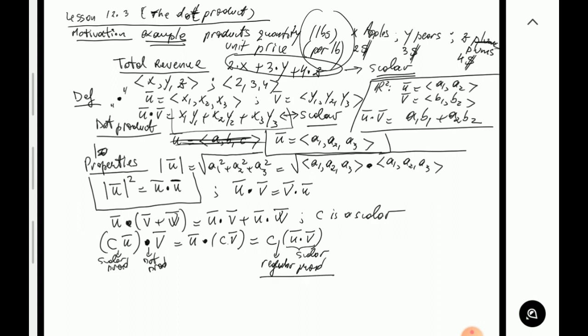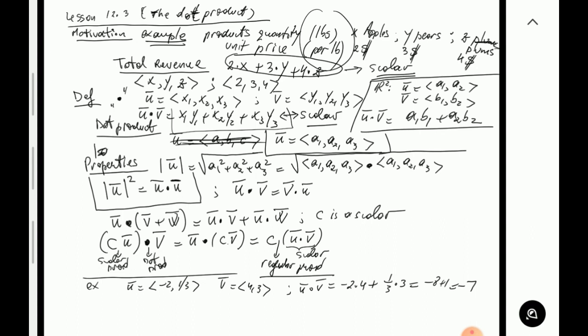Let's go over a quick example of the dot product and some of these properties. Let's say I have a vector u of coordinates -2, 1/3, and v of coordinates 4 and 3. Then in this case, u dot v is going to be -2 times 4 plus 1/3 times 3. That's -8 plus 1, which is -7.